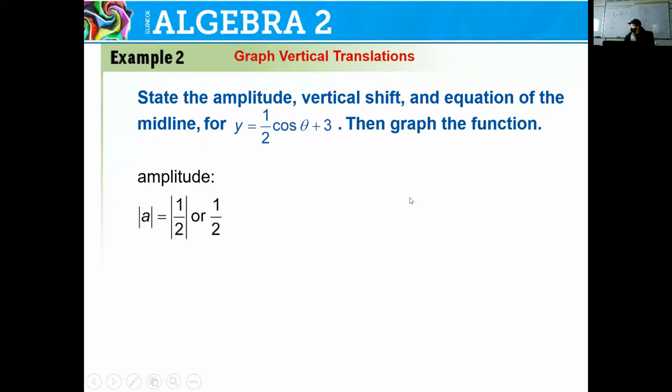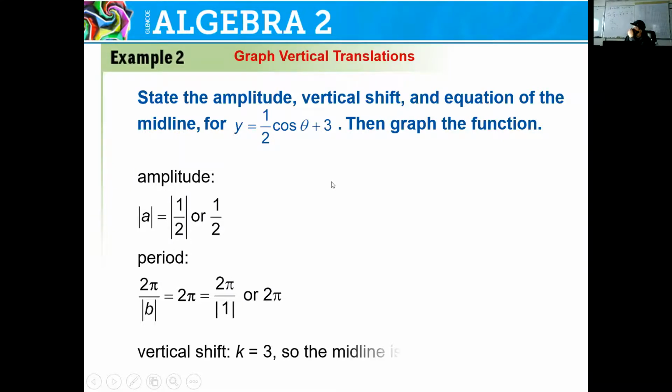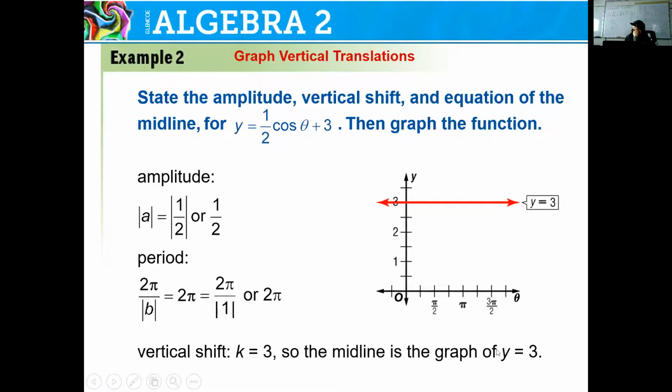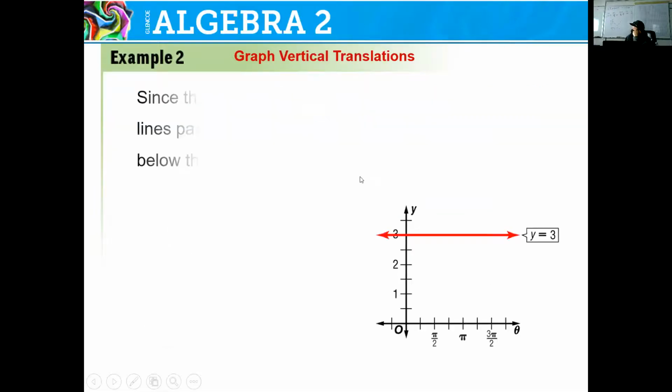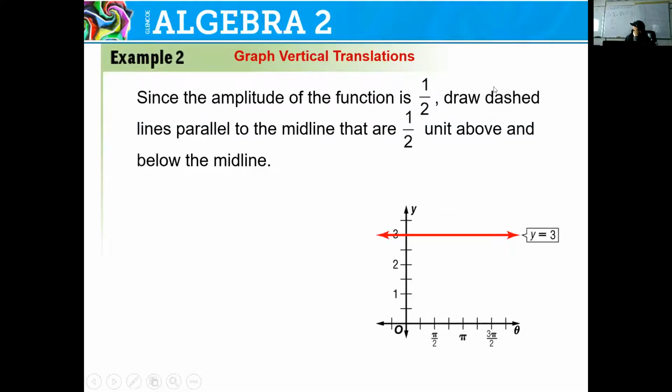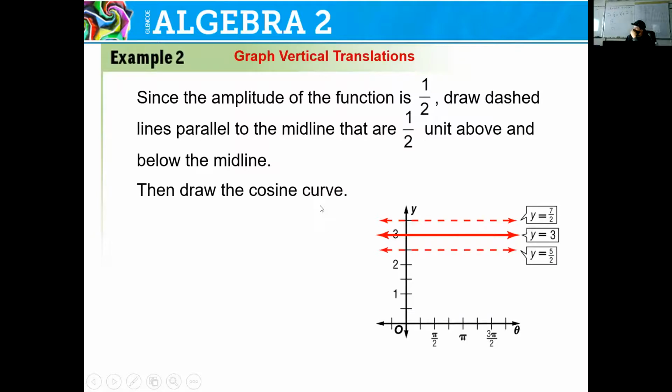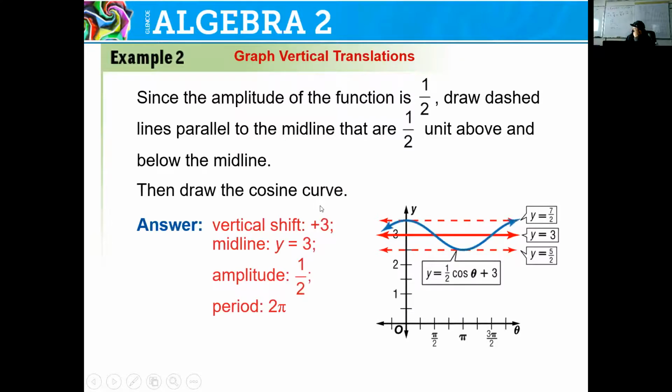So the amplitude is 1/2. The period is still 2 pi. The vertical shift is 3, so the midline of the graph is 3. You can see that they've drawn the midline. The amplitude of the function is 1/2, so 1/2 above and 1/2 below. They tell you to draw those little lines, but it's not really necessary. And then you can draw the cosine curve.